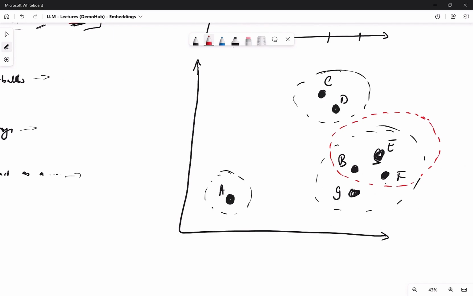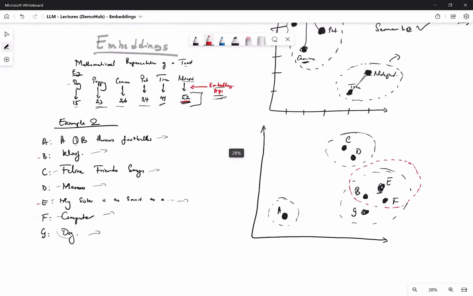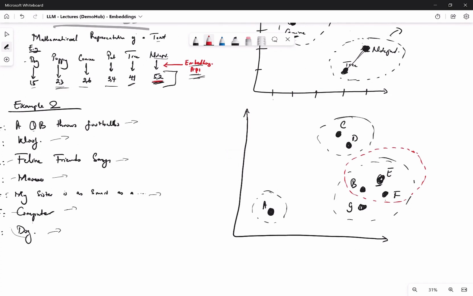It makes sense. Now, why does wolf show up there? Not necessarily obvious, but it might be my sister is as smart as a dog. Now, that would not be a nice thing to say, obviously, but there are semantic meanings to it, which is why we can see that within the representation.